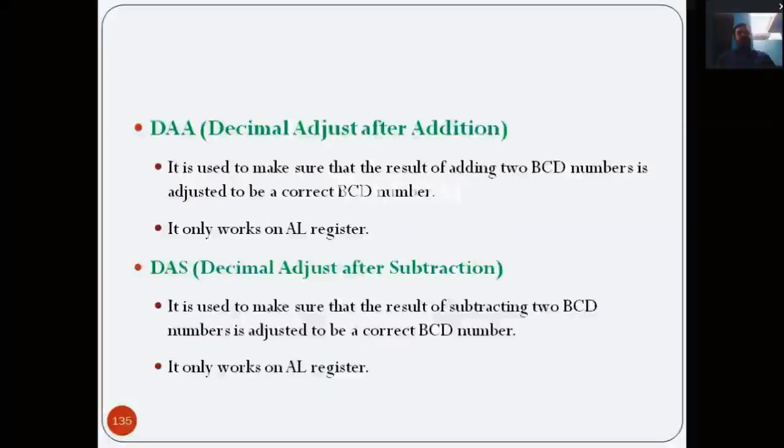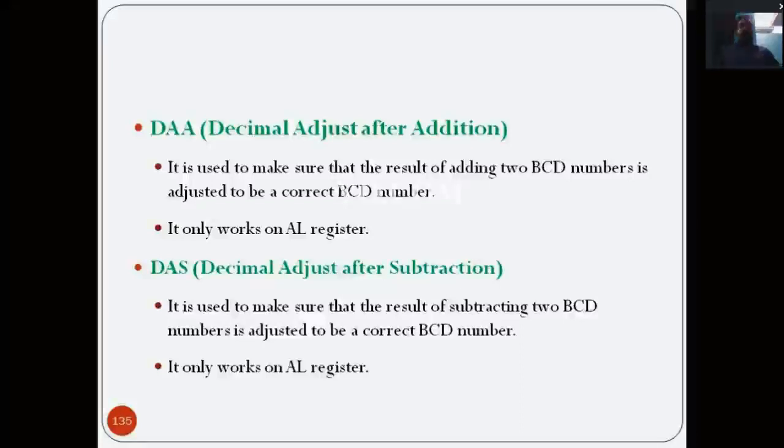Similarly, this is DAA, decimal adjust after addition. In the previous instruction it was ASCII adjust; here it is decimal adjust after addition. This instruction is used to make sure that the result of adding two BCD numbers is adjusted to a correct BCD number. It only works on the AL register, and only for 8-bit.